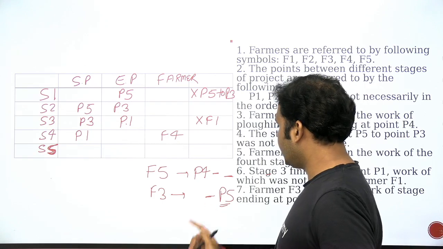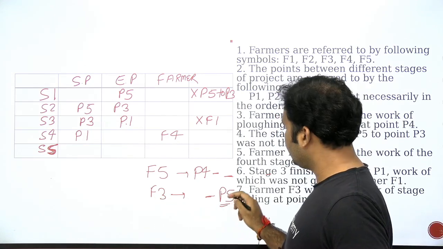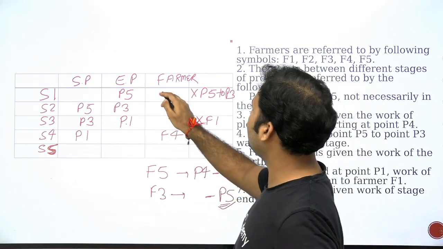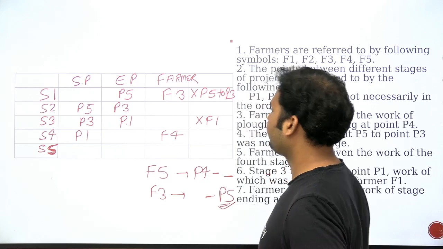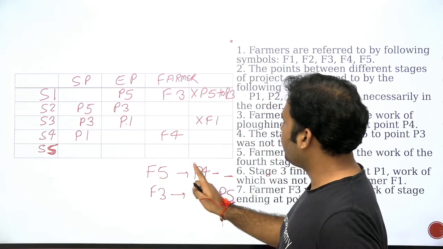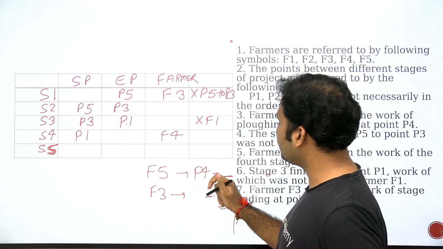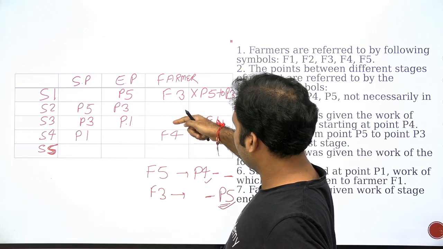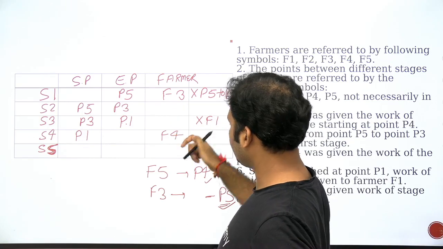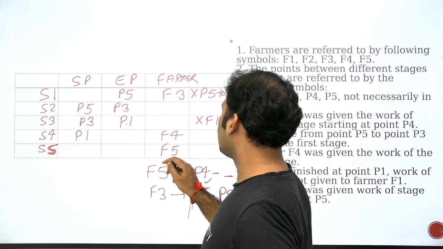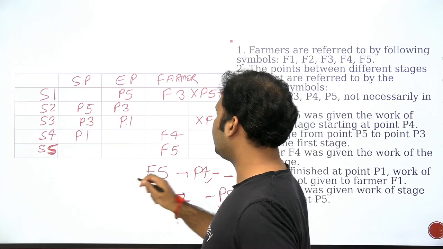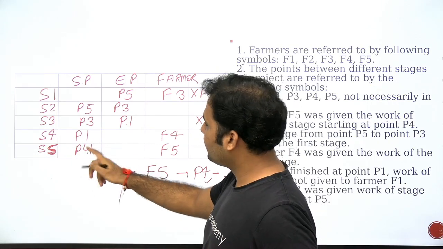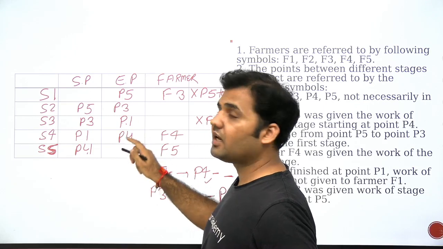Now we are supposed to see the farmer who is handling the stage which is ending at P5, which is farmer F3. So this person will be F3. And F5 is the farmer who is handling the stage which is starting at P4. Now you see that F5 cannot come here, here, or here because F4 is already there. So F5 will definitely come over here. If F5 is coming over here, then P4 has to be the starting point of this stage, and the P4 will become the ending point here.